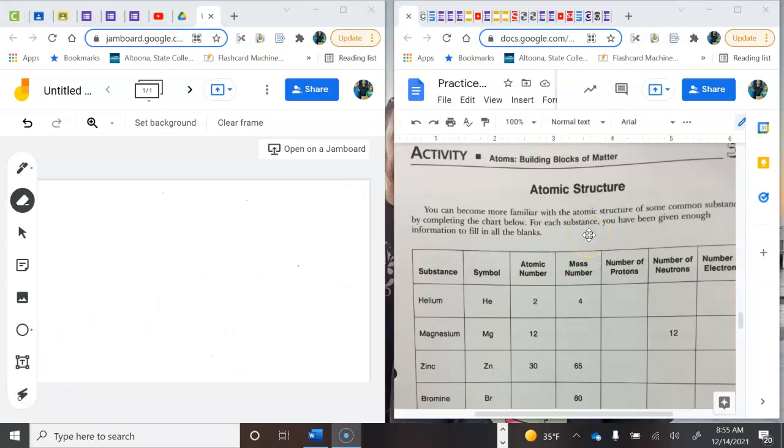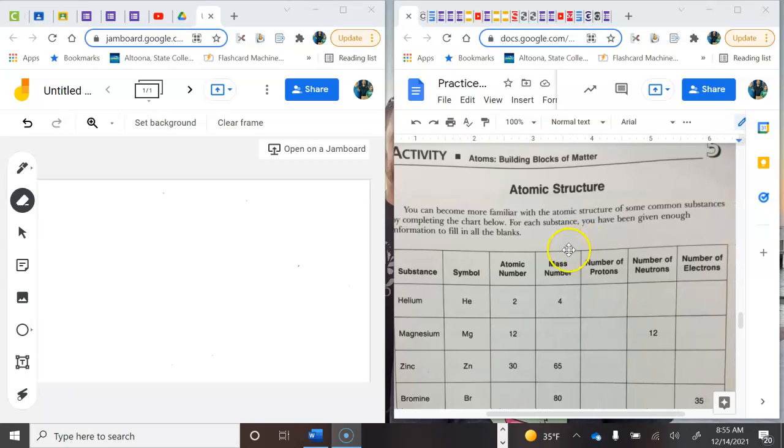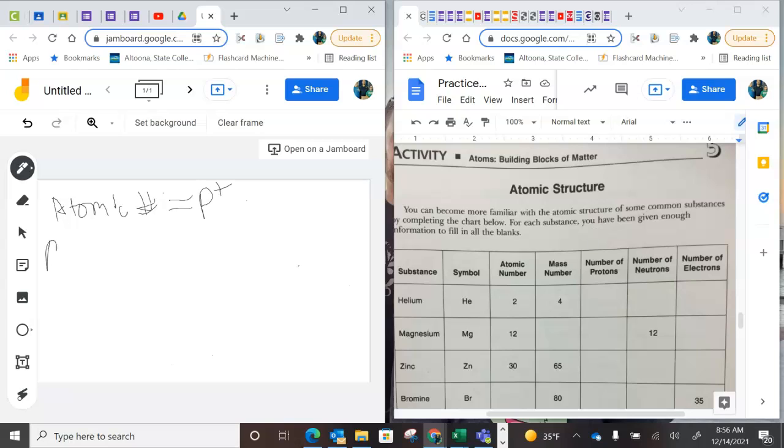Alright, so now that we've drawn some atoms and we talked about the names of the different elements, we're going to look at this atomic structure. So they give you an element, the symbol, the atomic number in this case. The atomic number is always the number of protons. You get the mass number, so that is the number of protons and neutrons. And then you have to figure out the protons, neutrons, and electrons. So the atomic number equals the protons. If you take the mass minus the atomic number, you'll get the neutrons. The atomic number in this case also equals the electrons.